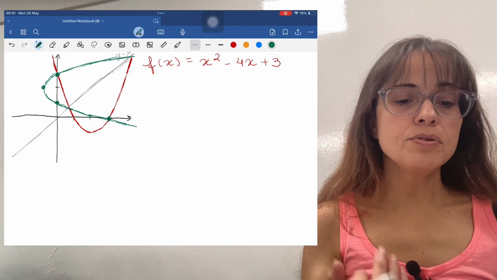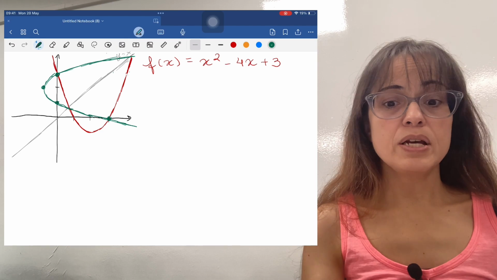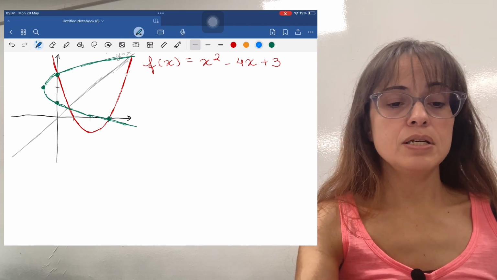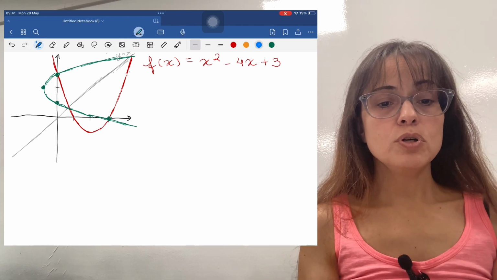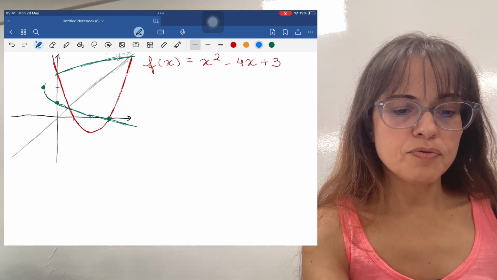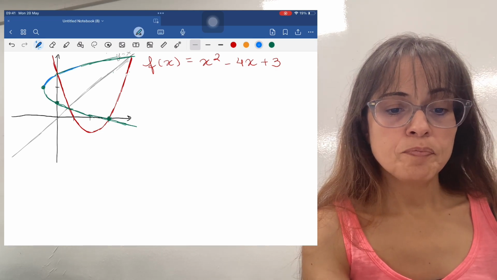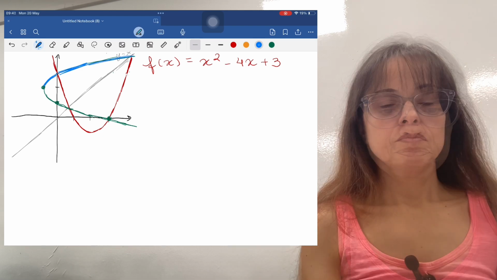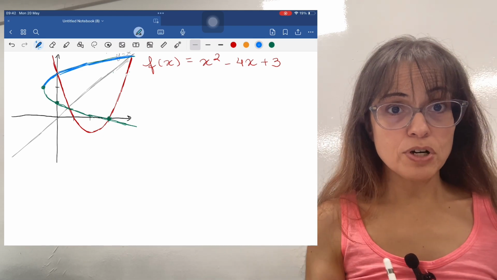And clearly the green thing does not pass the vertical line test. It is not a function. But you know what I'm going to do? I'm just going to paint one part of that function in a different color. I'm going to paint it blue. And now I don't have 2. I have 3 functions in this graph.